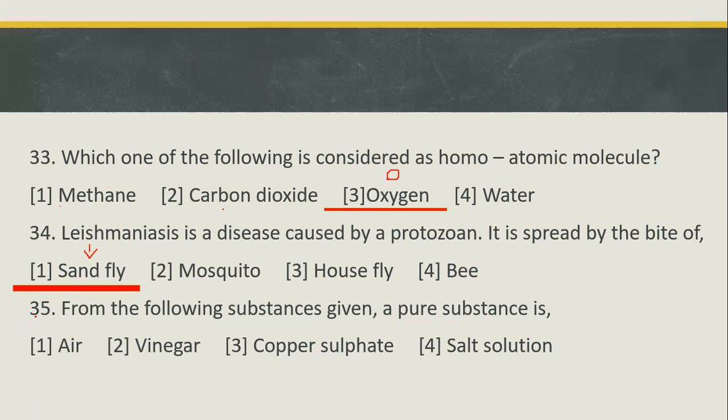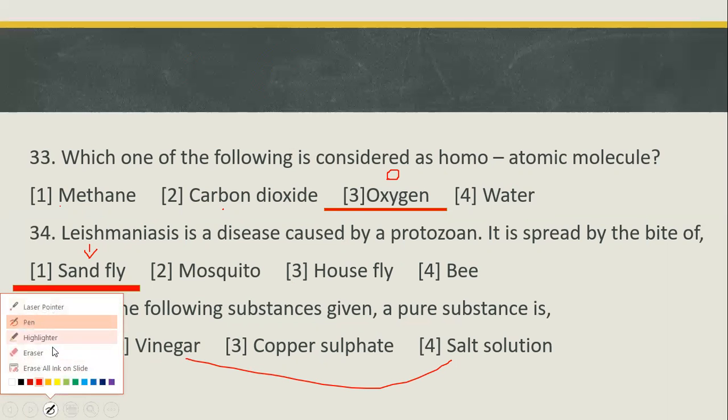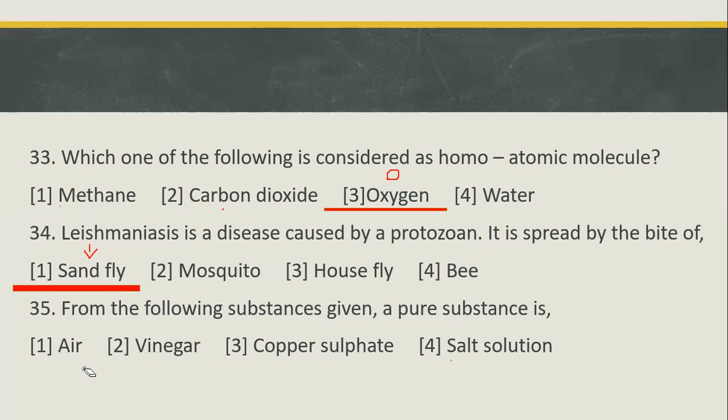From the following substances given, a pure substance is air, vinegar, copper sulfate, salt solution. Salt solution is a mixture. Air is a mixture. Vinegar is a compound. Copper sulfate is a pure substance.